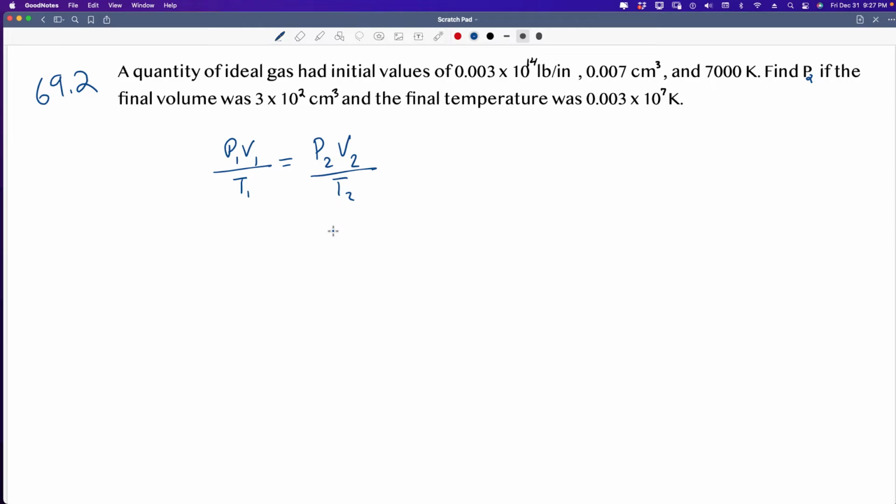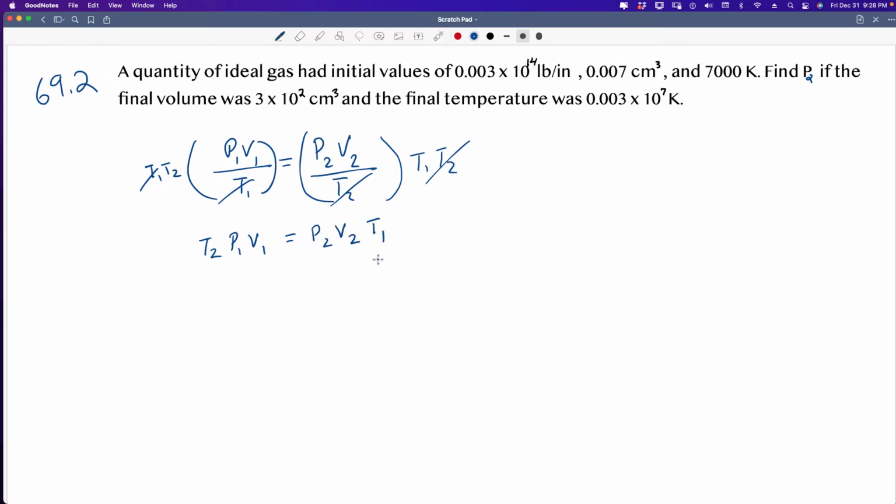So again, we do the same thing we did before. We're going to multiply to get rid of the denominator. So T1 T2 times both sides. T1 T2, this cancels this, this cancels this. So T2 times P1 V1 equals P2 times V2 T1.